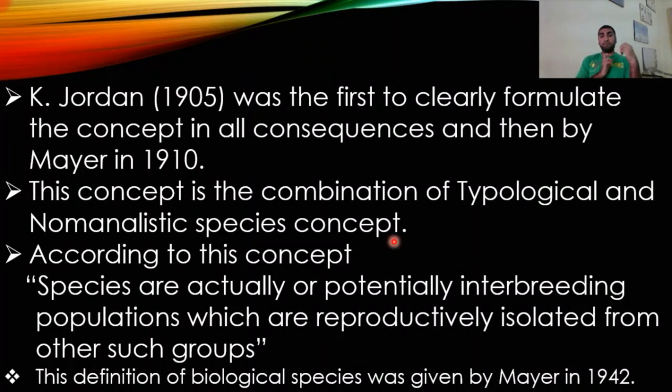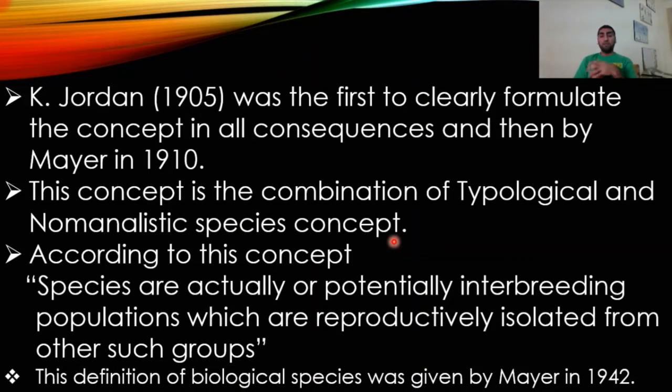So according to the biological species concept, what is a species? Species are actually or potentially interbreeding populations which are reproductively isolated from other such groups. That means if a group of populations are potentially interbreeding, actually interbreeding, and reproductively isolated from other such groups, then we call them a species. For example, there are species A, B, and C. A is reproductively isolated from B and C, so A is a species. So this was the idea of the biological species concept.